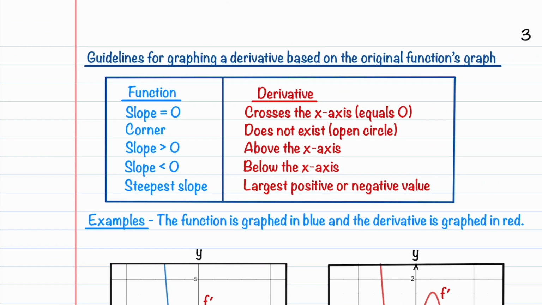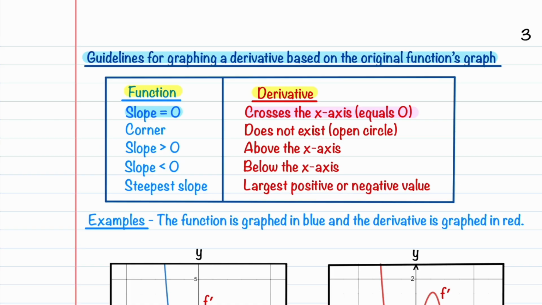We're going to be looking at some examples where we're given the graph of a function f and asked to graph its derivative. To learn how to do this type of problem, let's look at some guidelines for graphing a derivative that's based on the original function's graph. Let's remember that the derivative is the slope of the function. If the slope of the function is 0, then the derivative is going to be 0 and cross the x-axis.